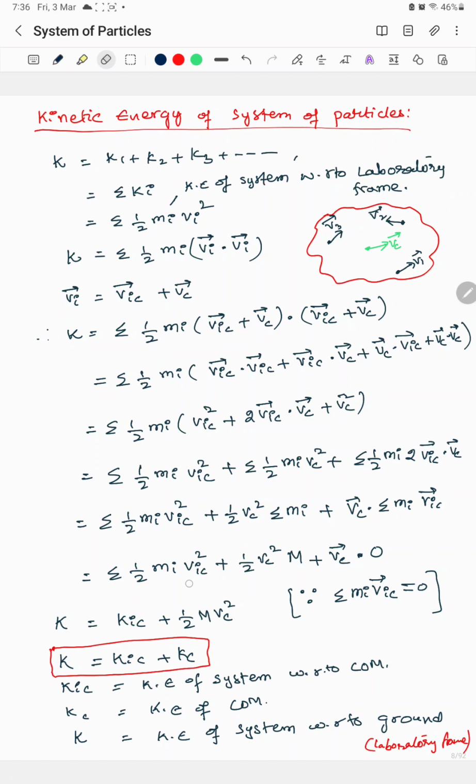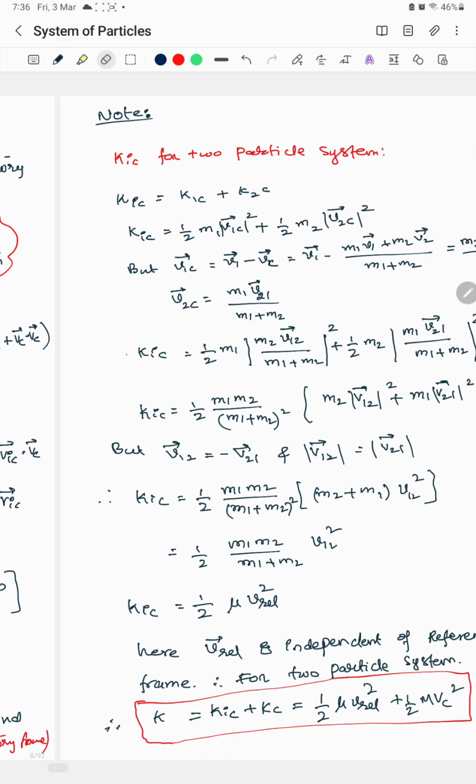This is the kinetic energy of the ith particle with respect to the center of mass. So the total kinetic energy of the system, K, is equal to Kic plus Kc. This is the kinetic energy of the center of mass. So Kic is equal to the kinetic energy of the system with respect to the center of mass, and Kc is equal to the kinetic energy of the center of mass. K is the kinetic energy of the system with respect to the ground, meaning the laboratory frame.